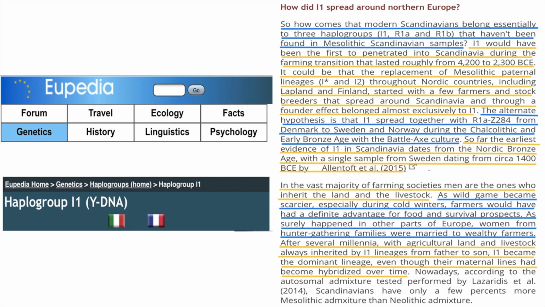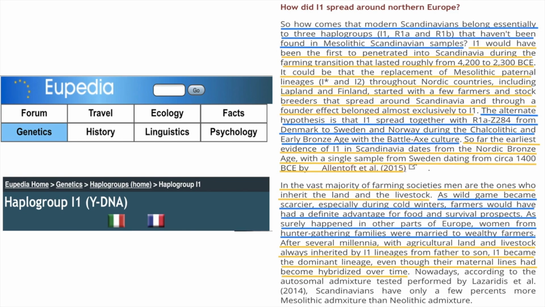The alternate hypothesis is that I1 spread together with R1a Z284 from Denmark to Sweden and Norway during the Chalcolithic and early Bronze Age with the Battle Axe culture. So far, the earliest evidence of I1 in Scandinavia dates from the Nordic Bronze Age, with a small sample from Sweden dating from circa 1400 BCE by Allentoft in 2015.